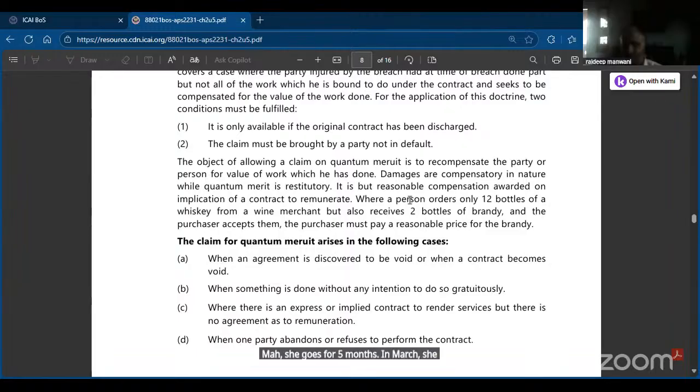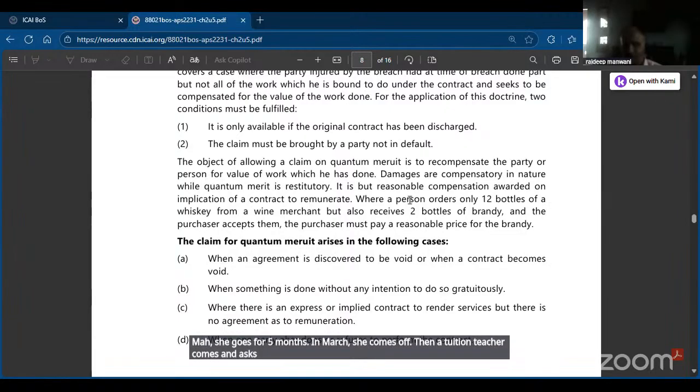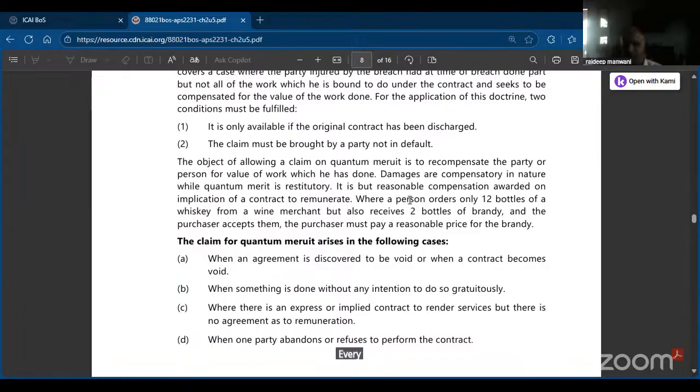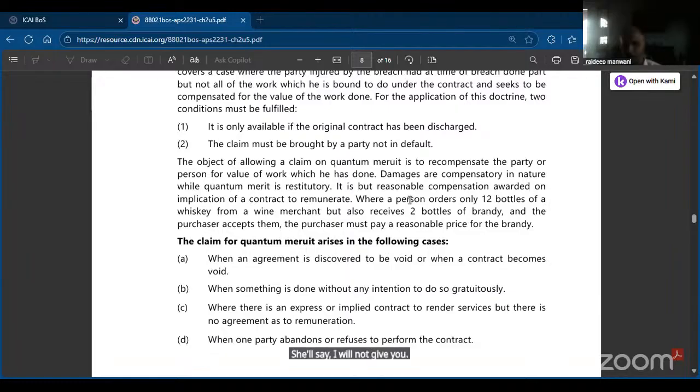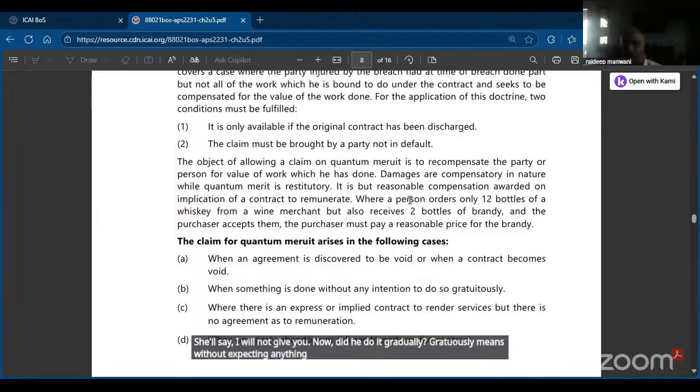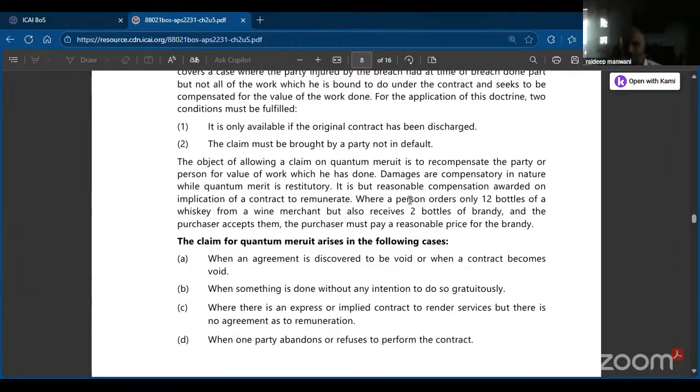Then the tuition teacher comes and asks, Tanushri, you came for 5 months of tuition. Every alternate day you used to come, sit for 2 hours. I cleared all your doubts. She says, I will not give you. Now, did he do it gratuitously? Gratuitously means without expecting anything. He's not running a charity service, right? He's doing it for his own business.